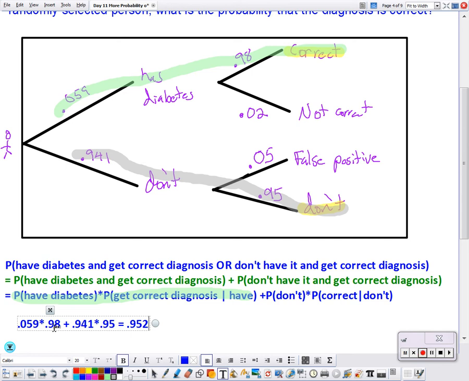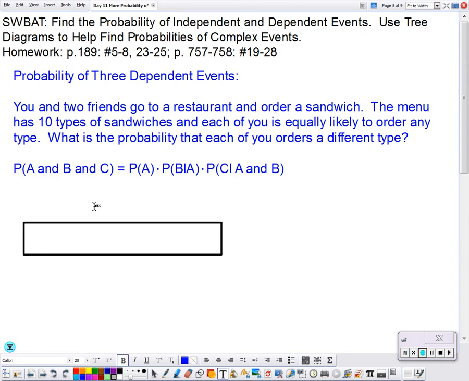Right. So this was one example of a more complicated conditional probability of dependent events. We're going to look at one more dependent event situation, and then you're going to get started on your classwork. All right. So let's look at 3 dependent events. You and 2 friends go to a restaurant and order a sandwich. The menu has 10 types of sandwich, and each of you is equally likely to order any type. What is the probability that each of you orders a different type? So I'm calling event A your order, event B the first friend's order, and event C the second friend's order. And I want everyone to get a different kind of sandwich.